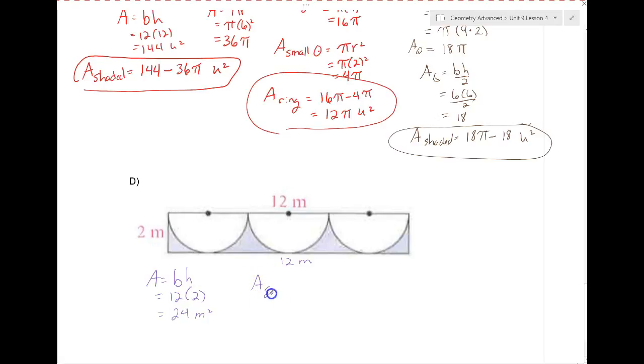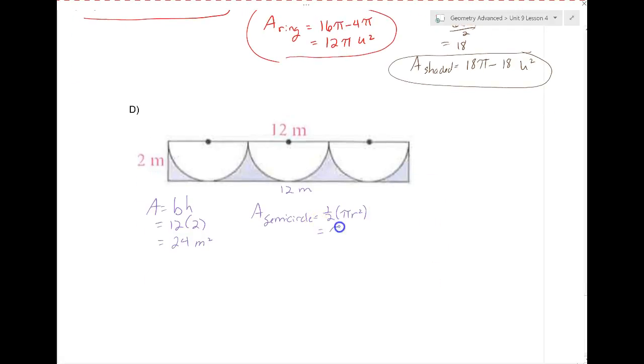Now, the cool part about this is, even though I've never taught you the area of a semicircle, how would I get it? Well, it's 1/2 the area of a regular circle, right? So couldn't I just write that as pi r squared over 2? So I get pi, my radius. Well, what is going to be my radius for this thing?